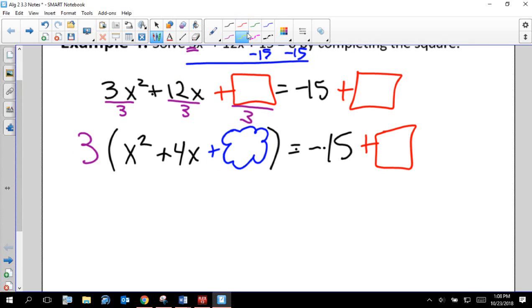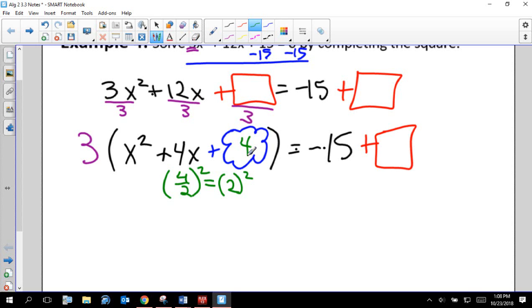So now we're going to complete our square, but when we complete the square, we're going to use this middle number after we took the 3 out. So we're going to do 4 divided by 2 and square it. That's going to give me 2 squared, which is 4. So 4 goes in Fluffy Cloud. But Fluffy Cloud is not square. They are different numbers. They do not equal each other.